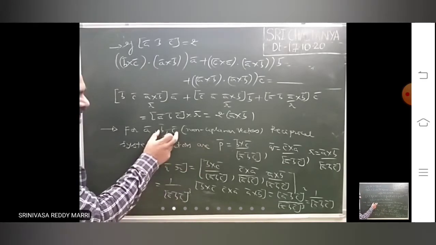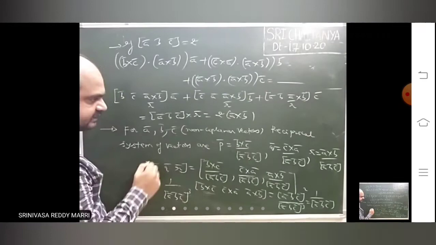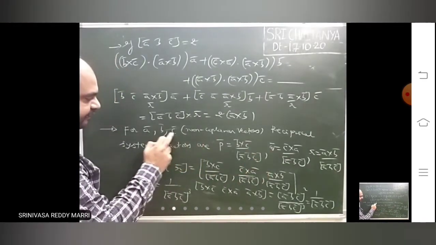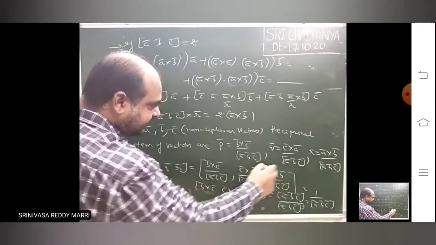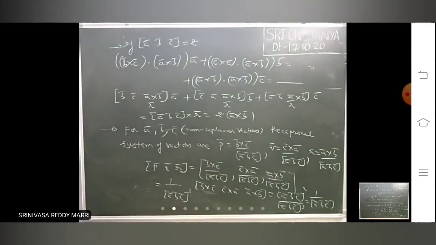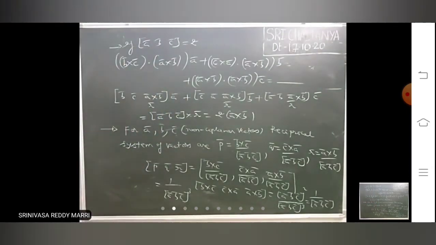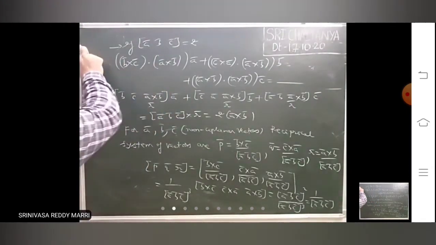P bar, what you have to write is the second, third cross product divided by box ABC. Q bar is nothing but C bar cross A bar divided by box ABC. R bar is nothing but A bar cross B bar divided by box ABC. You have to take these P bar, Q bar, R bar. Suppose we take one problem.